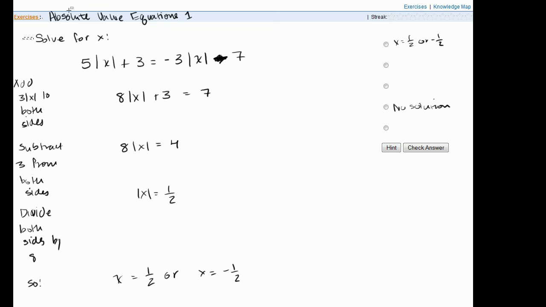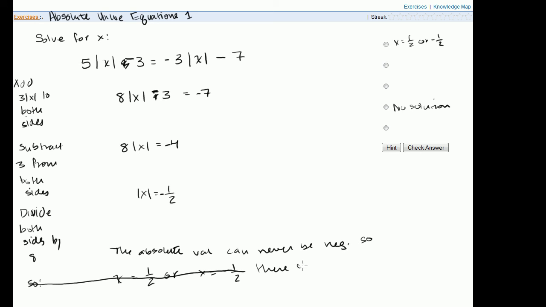Let me just clear that out. If this was a minus 7, and if this was a minus 3, then you have 8x minus 3 is equal to negative 7. And you add 3 to both sides, and then you get 8x is equal to negative 4. This would be negative 1/2. And then over here, the hint would be the absolute value can never be negative. So there is no solution. So that would be the circumstance in that situation.